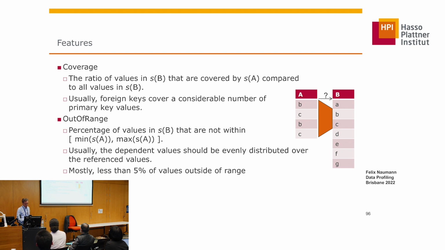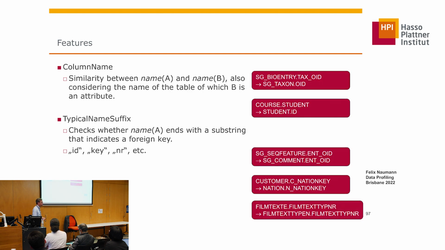What else do we have? Out of range. So this would be a situation where we have many different foreign keys, but they only cover the top half of the other table. That is, again, suspicious. And what else? And then, of course, you can look at column names, for instance, right? So if the names are similar, that's a good sign. You have a good data modeler that will give the foreign key a name that is similar to the primary key it's referring to. That's a very reasonable thing, right? And you might have typical suffixes. So a foreign key might have an underscore key at the end, or number, or ID, and things like that. So those are also good hints, basically.